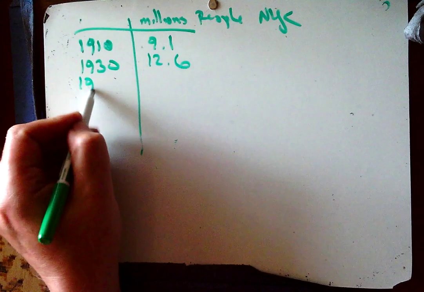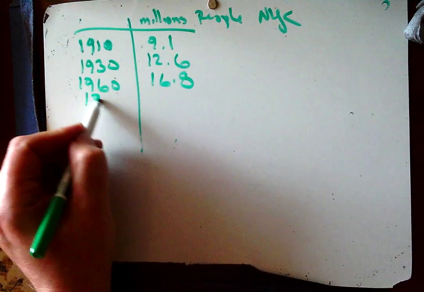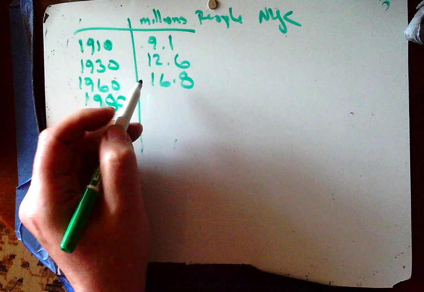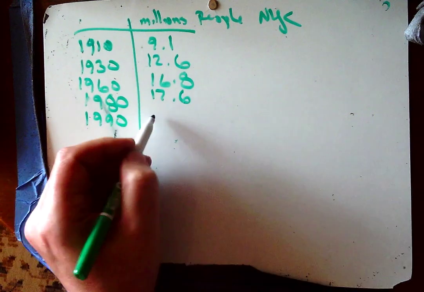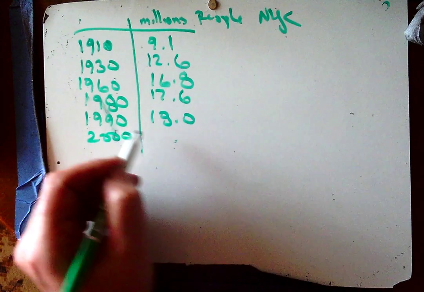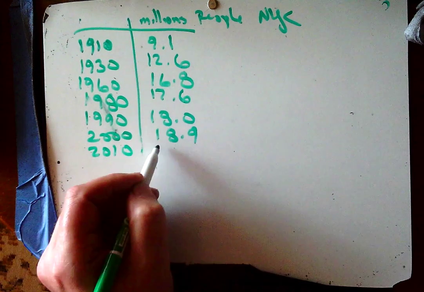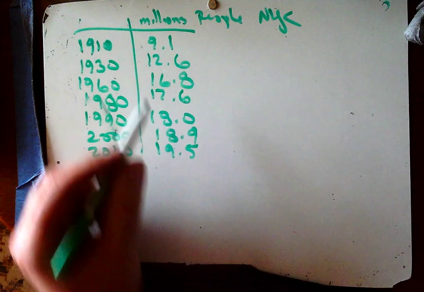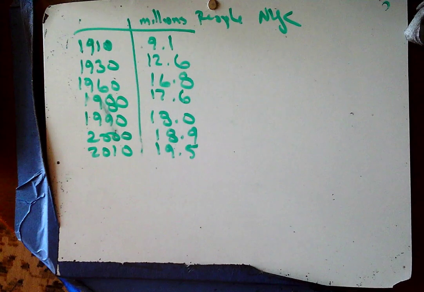12.6, 1960, 16.8, 1980, 17.6, 1990, 18.0, and 2000, 18.9, and 2010, 19.5. Okay, so New York's population has more than doubled in the last 100 years.